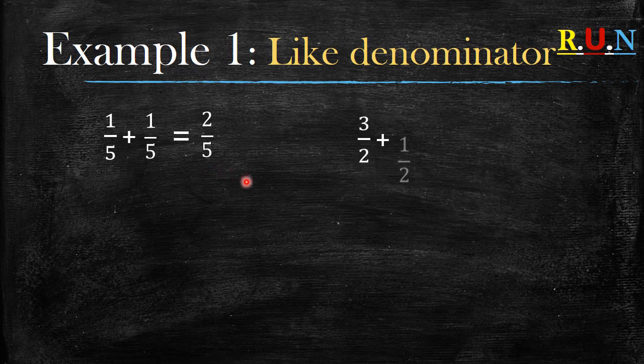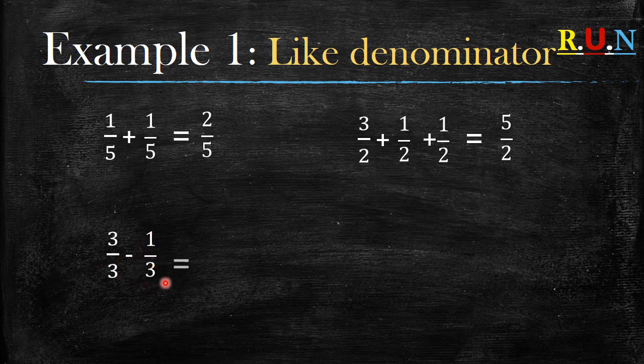Let's look at another example. So over here we have 3 over 2 plus 1 over 2 plus 1 over 2. We leave the denominator the same. We don't change it because it's already the same. We work with the numerator. So 3 plus 1 equals 5 over 2. We go to the next example. 3 over 3 minus 1 over 3. So the denominator is still the same. So what we do is we say 3 minus 1 equals 2 over 3.